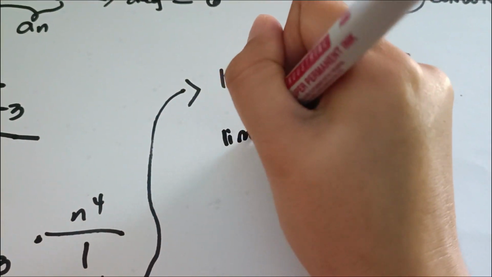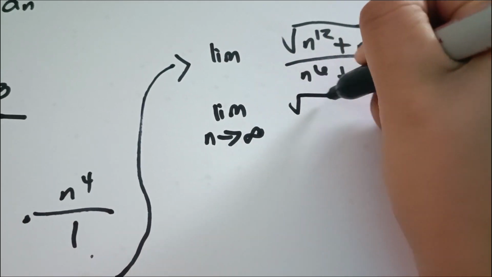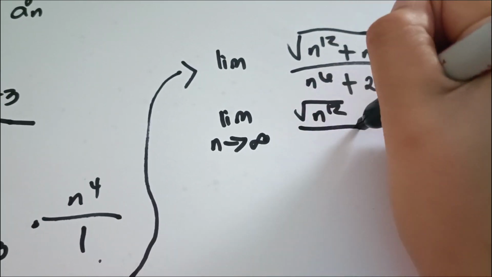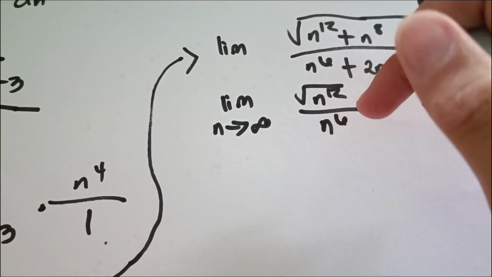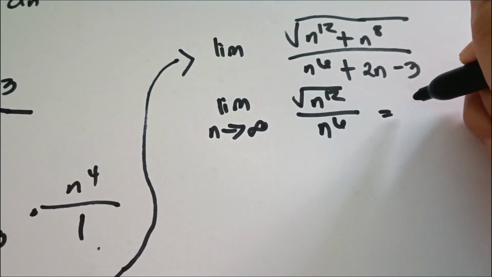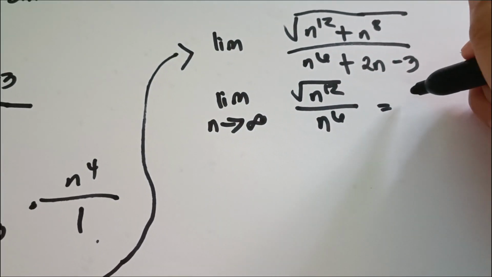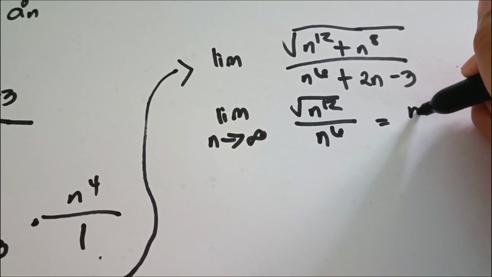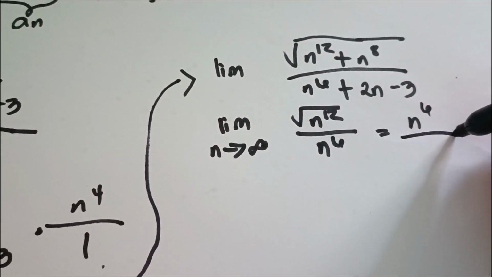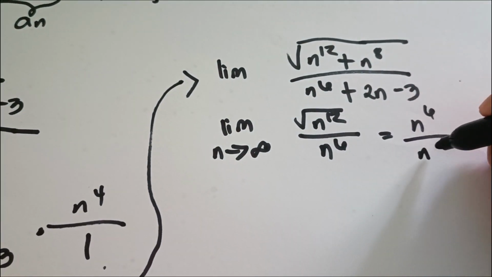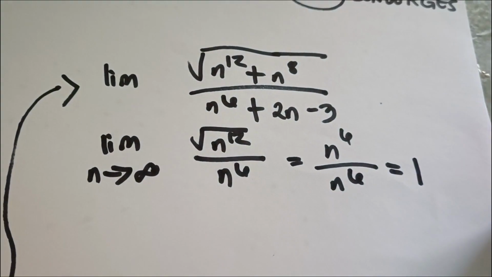So this one is equal to the limit as n approaches infinity of square root of n raised to 12 divided by n raised to 6. This one is equal to both because this is a square root, or you can divide by 2. So 12 divided by 2 is 6. So n raised to 6 over, just copy this one, n raised to 6, or this one is 1.